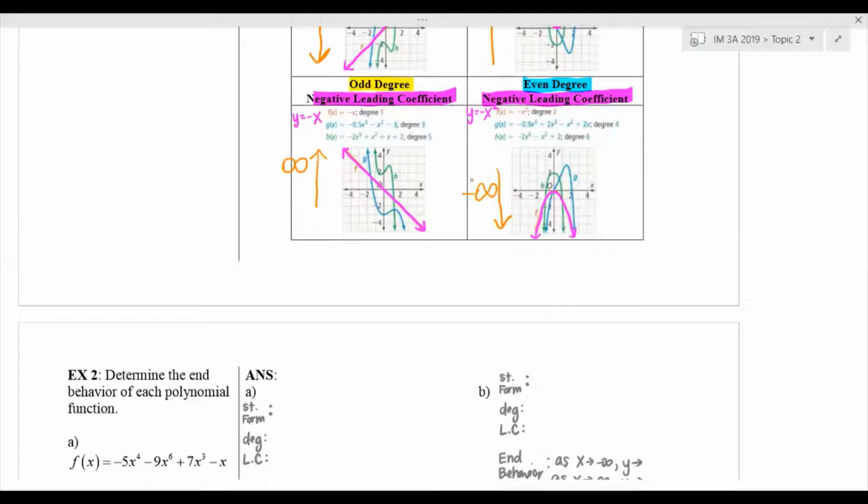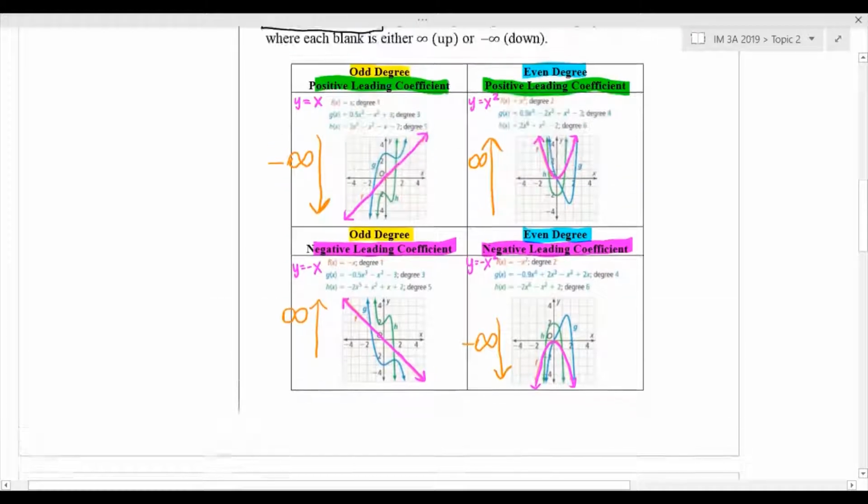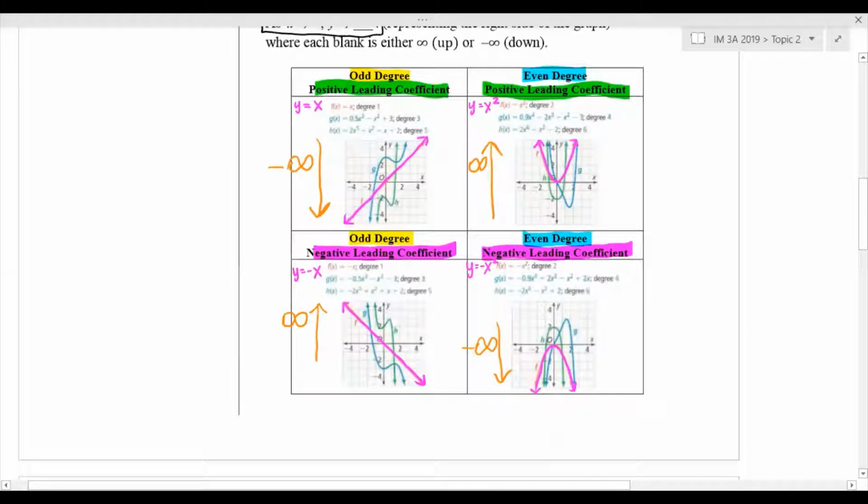Okay, so dependent upon the degree, I know that we've only given you 3 examples here, right? So a degree of 1, a degree of 3, a degree of 5, and then a 2, a 4, and a 6. And so know that this is true for any even and any odd degree, that the graph's arrows will point in those directions.